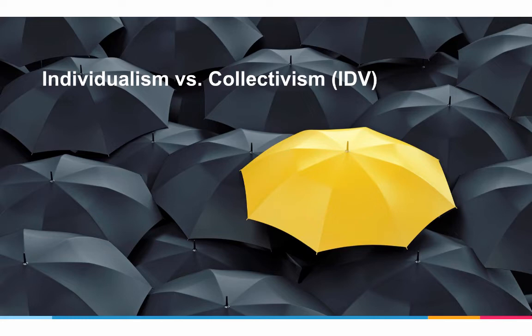The fundamental issue addressed by this dimension is the degree of interdependence a society maintains amongst its members. It has to do with whether people's self-image is defined as I or we. In individualistic societies, people are only supposed to look after themselves and their direct family. In collectivist societies, people belong to in-groups that take care of them in exchange for their loyalty.